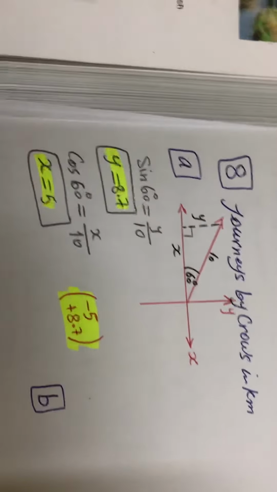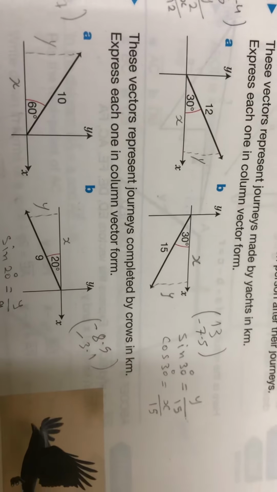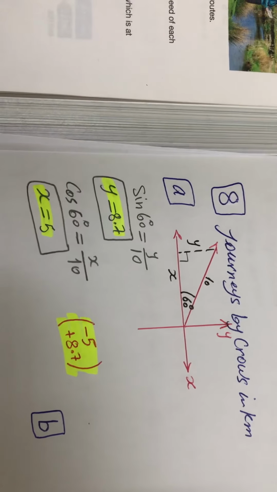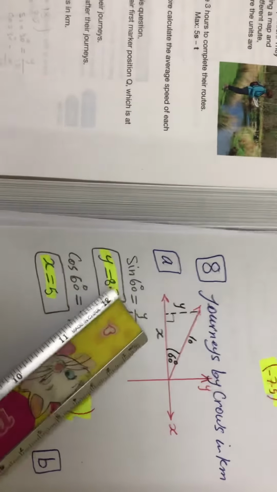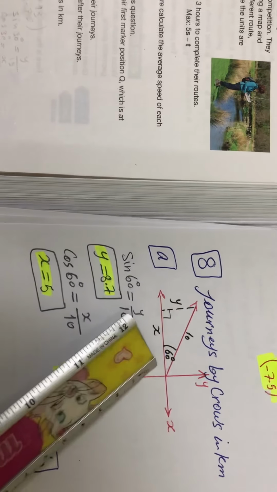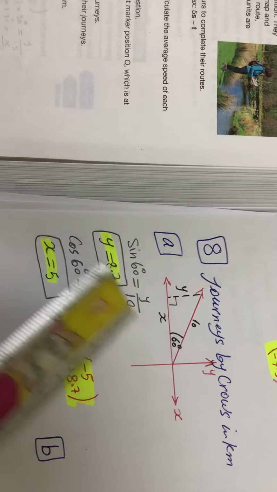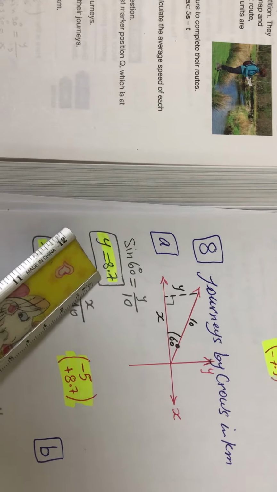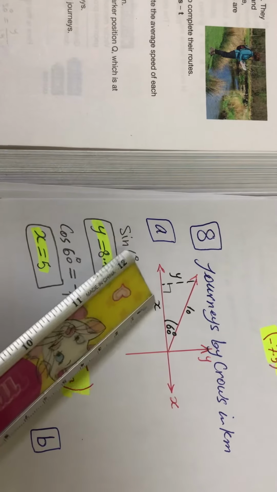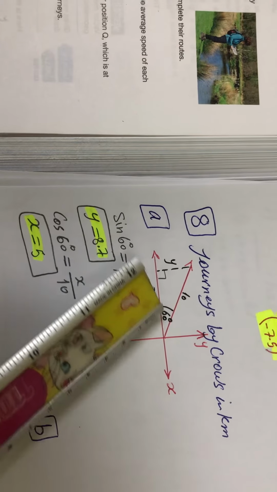In question number 8, we also have the same journey, but for a falcon, I think, or whatever, crown. Here I want to write it as a vector. I'll complete the third side of the right angle triangle. I want to calculate y and x. y is opposite to 60, so I'll put it in the sine ratio. Sine 60 equals y over hypotenuse 10. So y equals 8.7. And to get x, x is adjacent to 60, so I use the cosine ratio. So cosine 60 equals x over hypotenuse, so it will be 5.